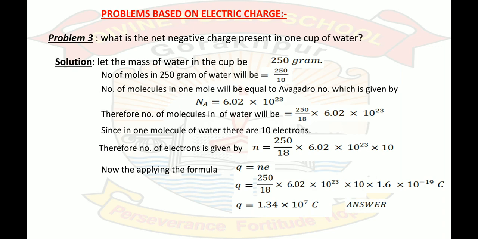Now this can be 100 gram of sodium, this can be 100 gram of salt, anything. You have to understand the method. First you have to calculate the number of moles, then the number of molecules, then the number of electrons, then apply the formula. This is the procedure for how we'll solve the numerical. So this is all for the day. We'll do Coulomb's law tomorrow.